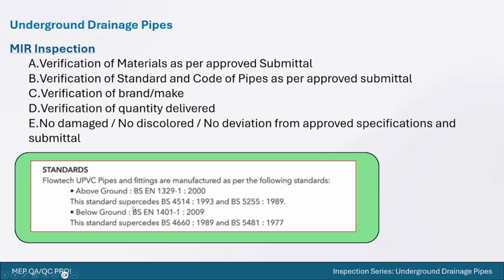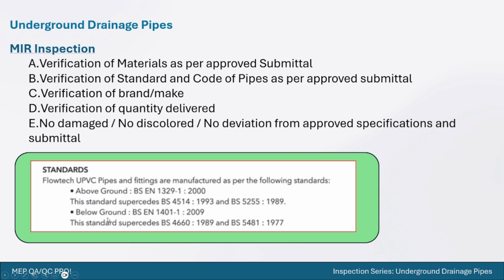This standard supersedes 1451931. So 13291 is the latest standard, which supersedes all the other standards, and you should not look at those. You will see the latest standard which is applied in your project. So for above ground, you will use pipe to BS EN 13291. This is for your above ground.